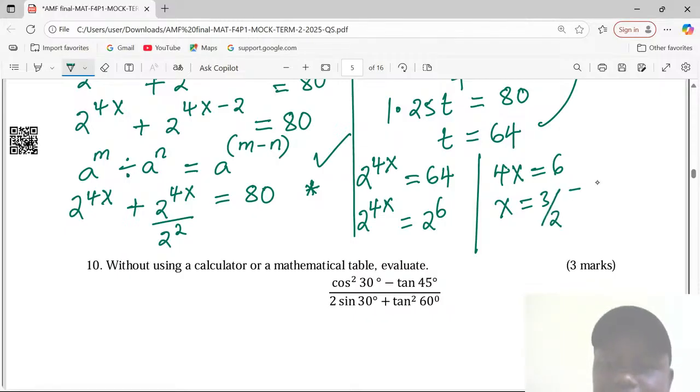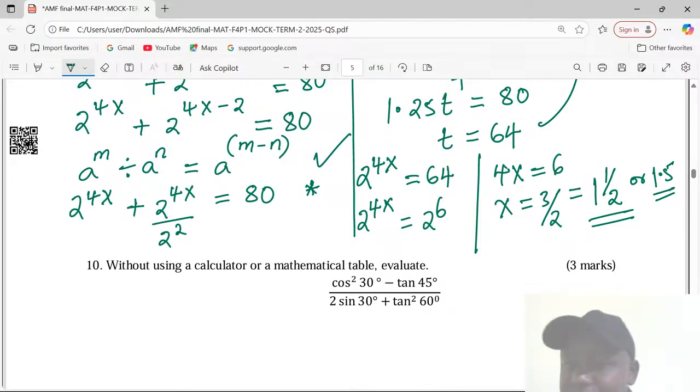But your final answer should now be 1.5. You can't leave your answer as 3 over 2. You'll be penalized. As a mature student mathematically, your answers are supposed to be simplified.